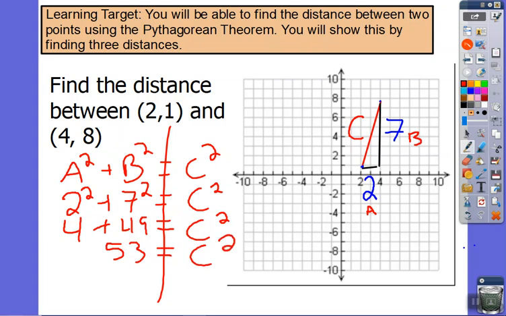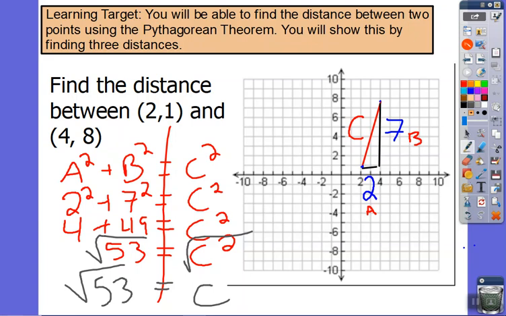And then to finish it off, the opposite of square is square root. So right now my answer is square root of 53. And on the homework, it's going to ask you to simplify. So that is what we're doing new right now.